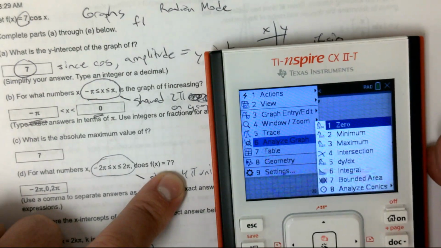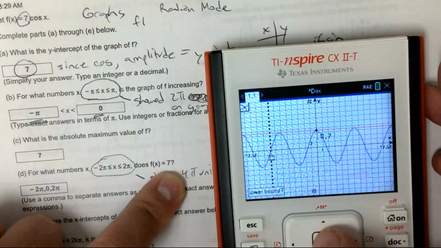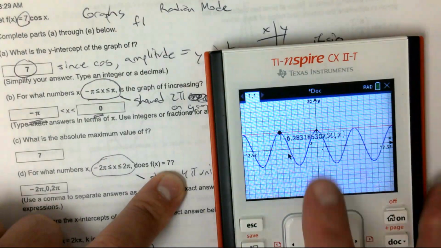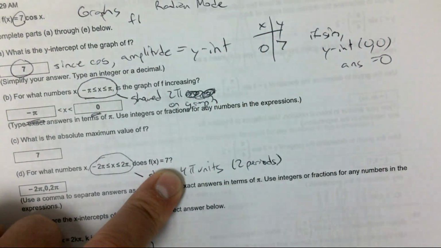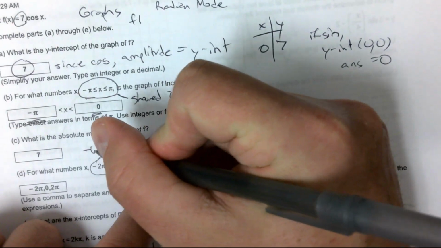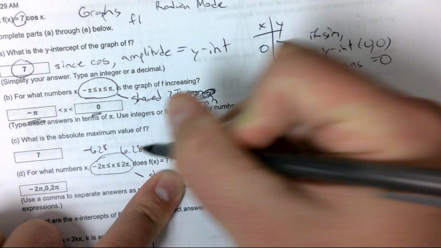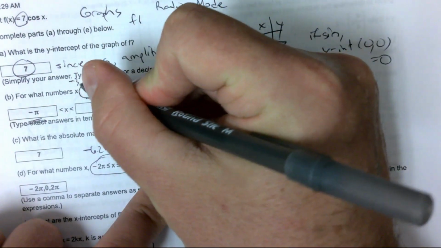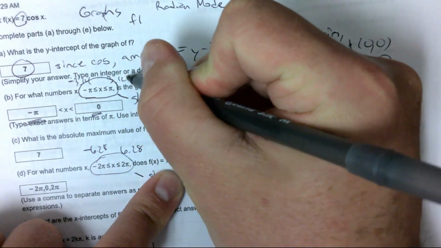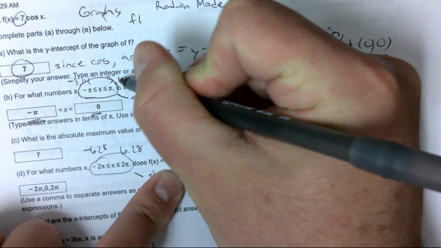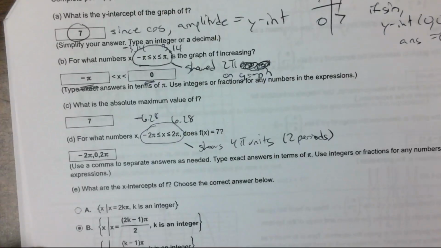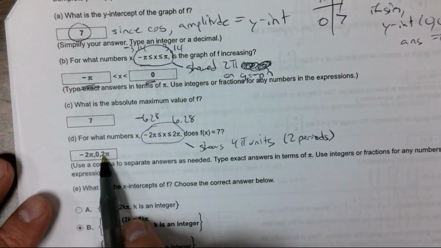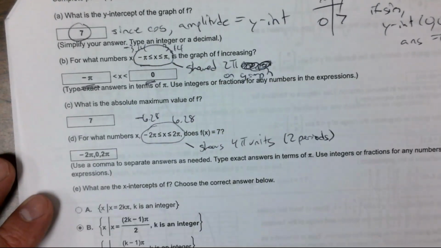Menu, analyze, intersect between here and here. Now it says negative 6.28. So this would be negative 6.28 to 6.28. Just like this would be negative 3.14 to 3.14. So that's why on this one I get 3 answers, because it wanted the maximum.